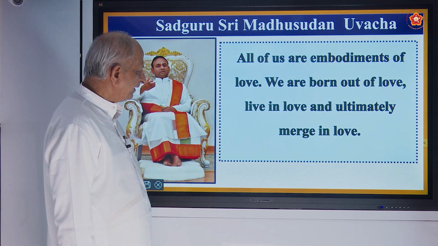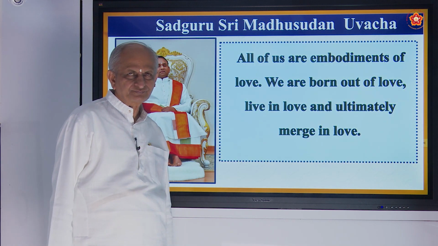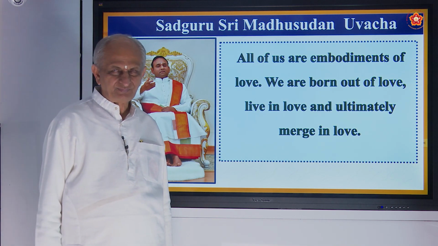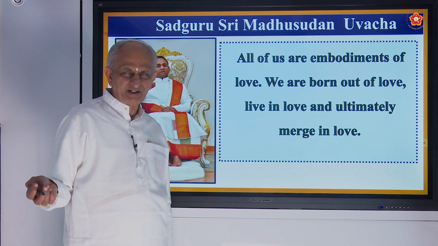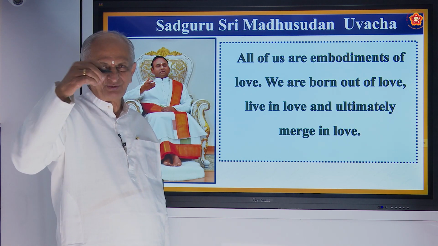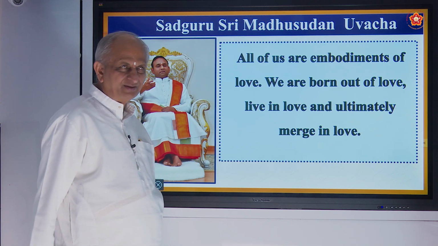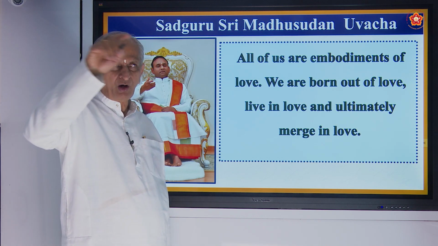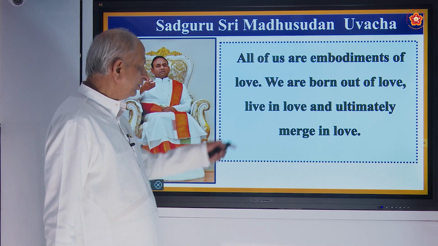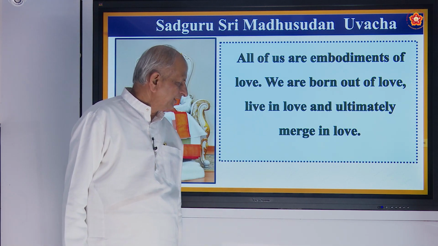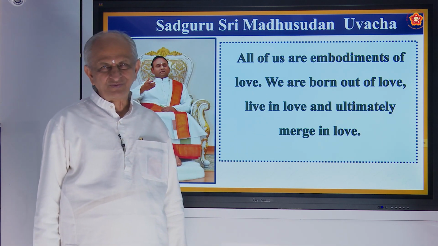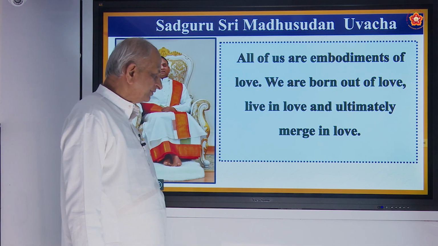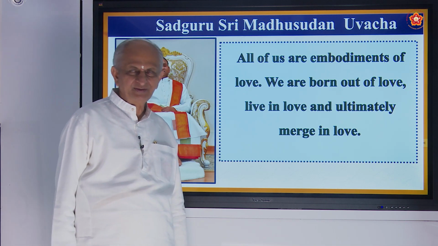All of us are embodiments of love. For example, mother loves the child, the child loves the mother. Then later, after a certain age, the child goes to school. Teacher loves the student, student loves the teacher. And then it continues. So anyway, we see that there is love all around. We are born out of love, live in love, and ultimately merge in love. This is what is called love is God, live in love. Okay? That is what our Sadguru Sri Madhusudan Sai says.